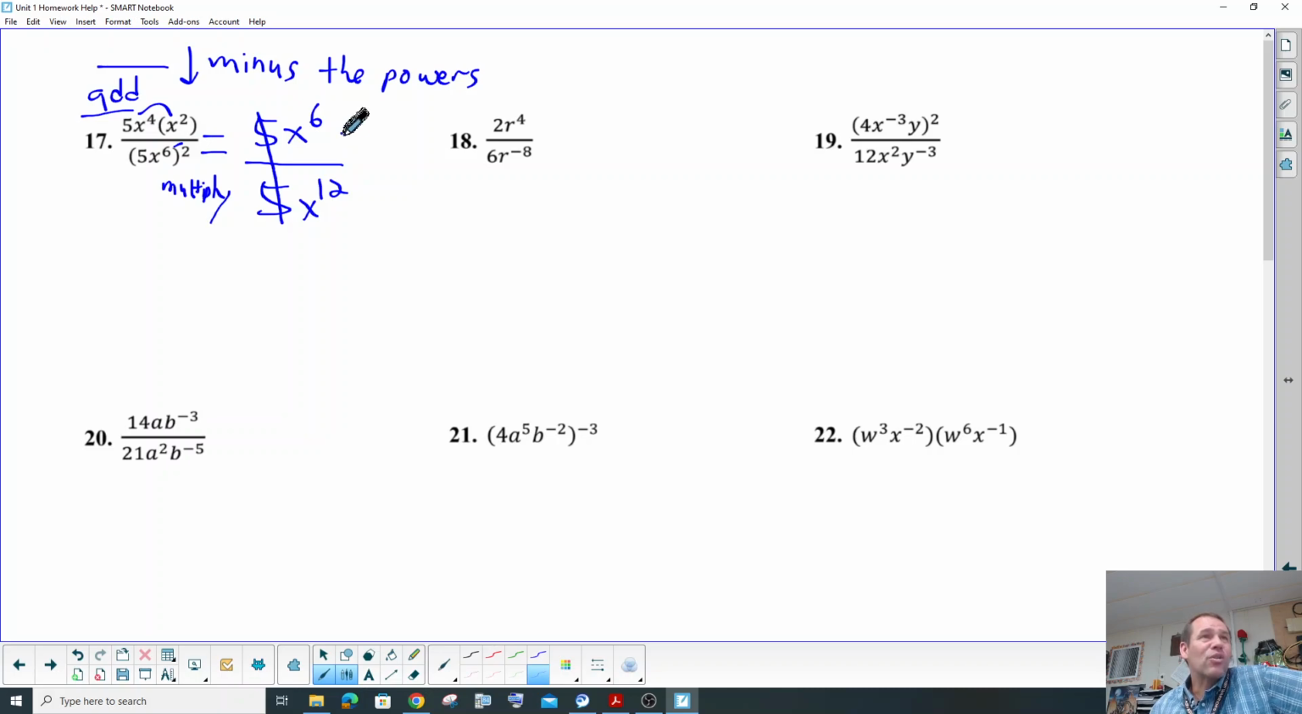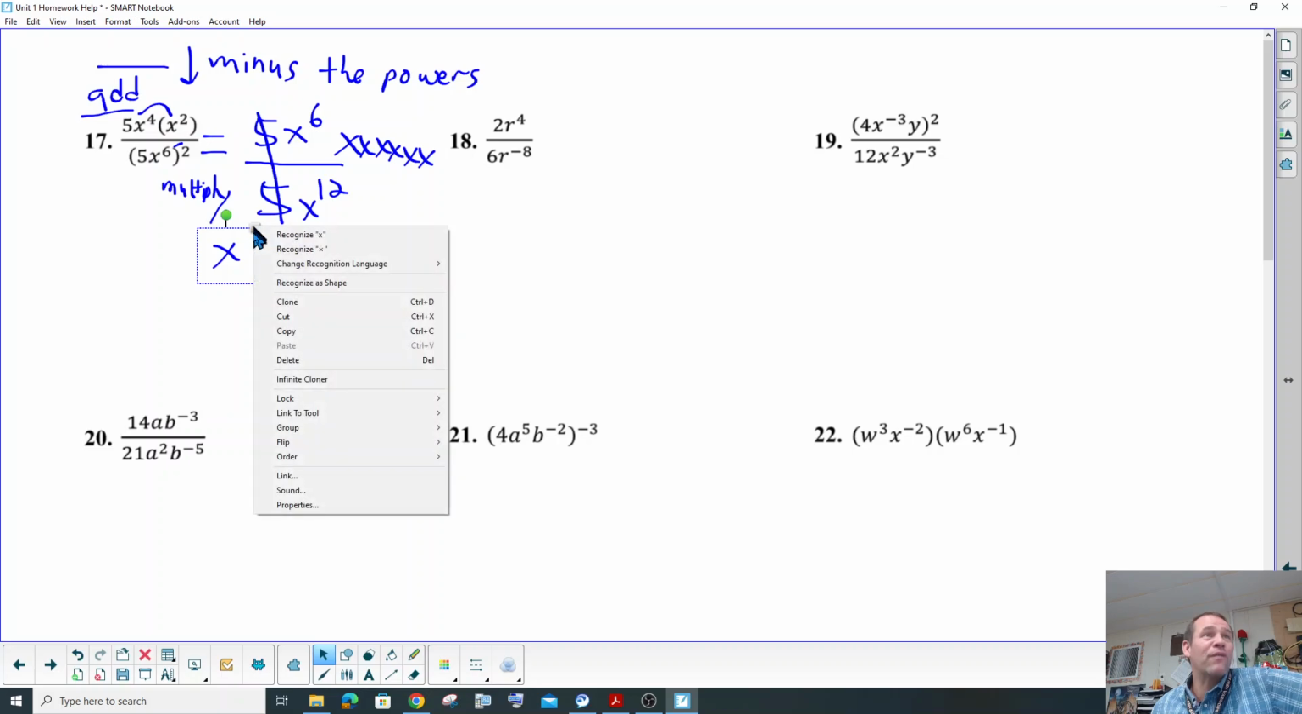So now technically, we have 6 x's on the top. And then we have 12 on the bottom. That's crazy. We have 12 on the bottom. So to show you that we have 12 on the bottom, I'm going to introduce my infinite cloner. Whoa, you have an infinite cloner? Wish I could clone money.